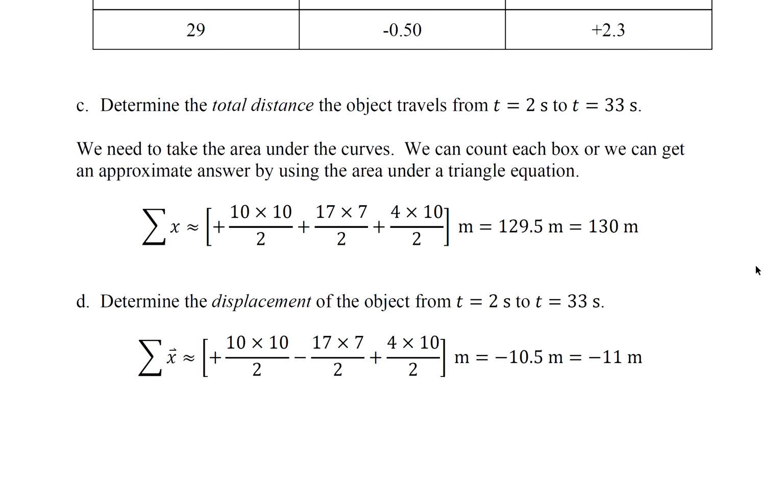Determine the total distance the object travels from 2 seconds to 33 seconds. We need the area under the curves. So we'll just get an approximate answer. The displacement, remember, when we're above the horizontal axis, the displacement is positive. When we're below the horizontal axis, the displacement is negative. So that's why there's a negative sign here, and there's always a positive sign for distance.